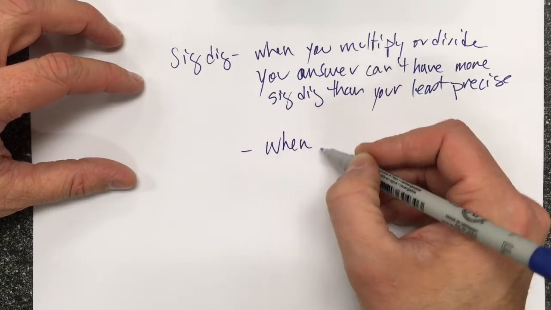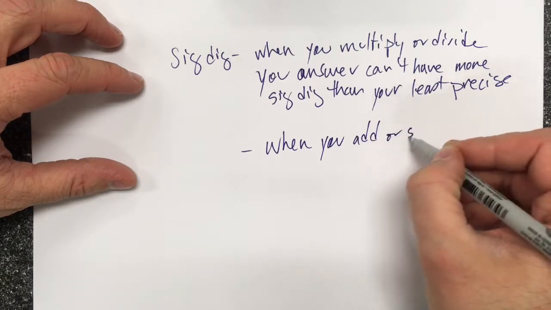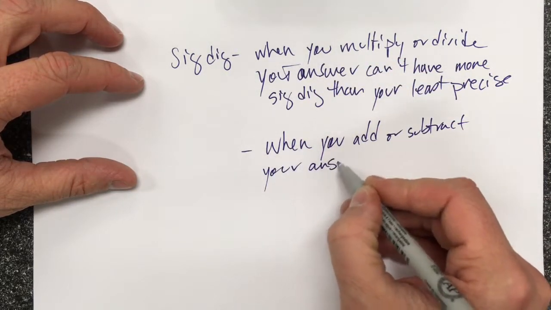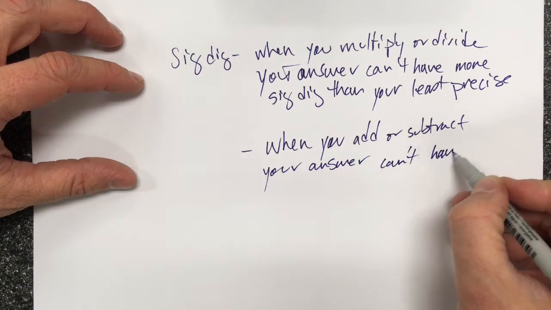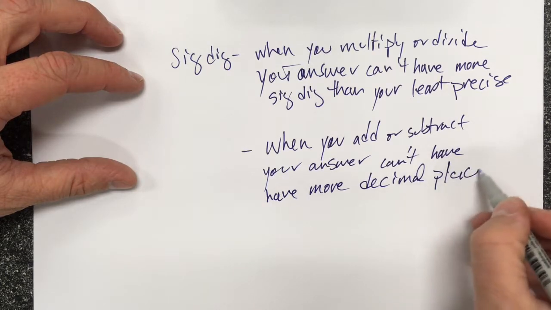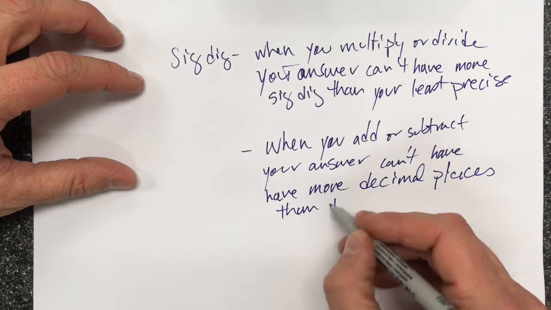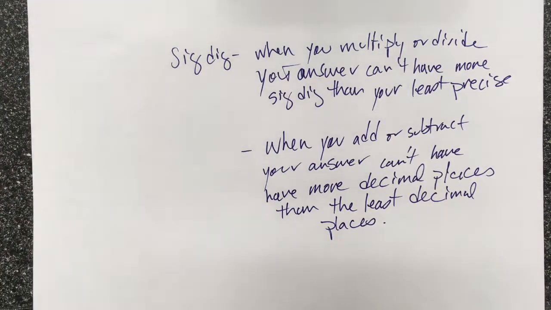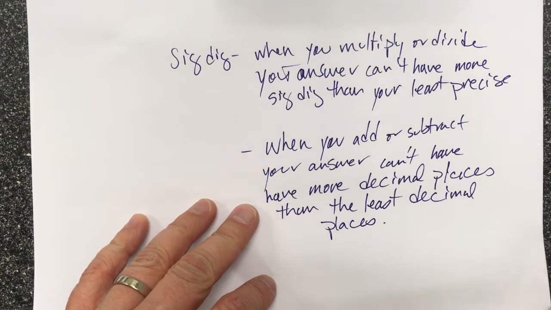Whereas when you add and subtract, your answer can't have more decimal places than the least decimal places. We'll show you an example of some of these, but essentially when you multiply and divide, whatever your least number of significant digits for a measured quantity is, is the most that I'm going to be able to report my answer in. If I'm adding and subtracting, then I can't have more decimal places than my worst measurement, essentially. We'll show you what that looks like.